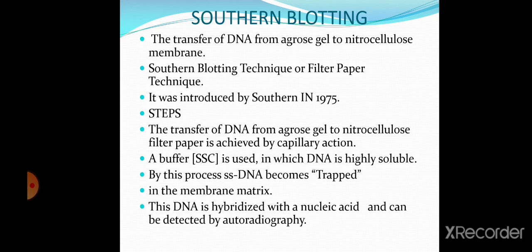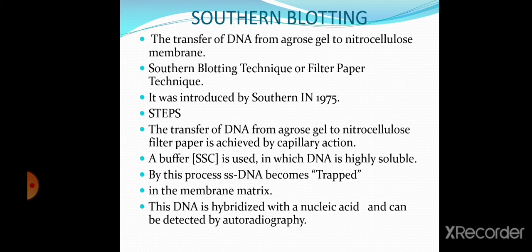Here the DNA is highly soluble in this buffer. It can be easily drawn up through the gel into the nitrocellulose. So to draw the DNA through this gel into the nitrocellulose, a buffer is being used. By using the buffer, DNA is highly soluble in that, and it can be drawn up through the gel into the nitrocellulose membrane.